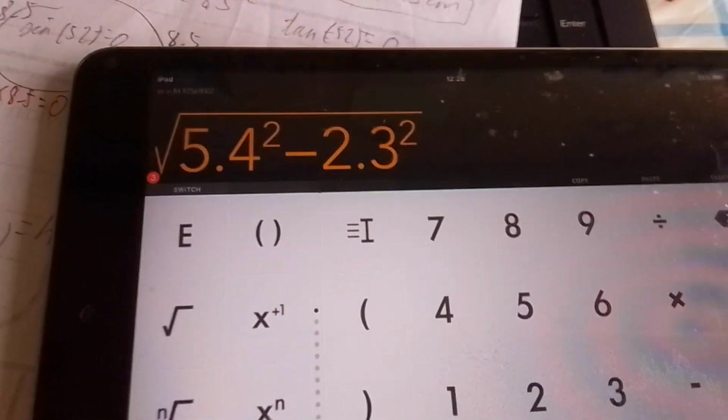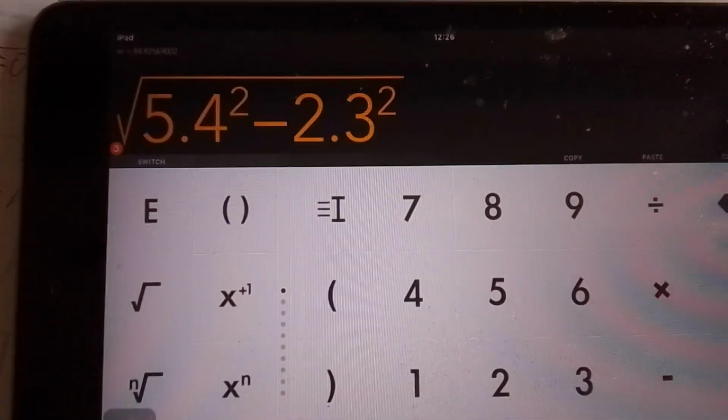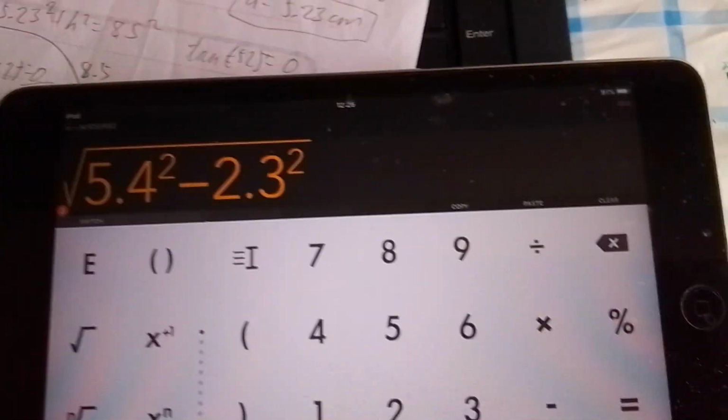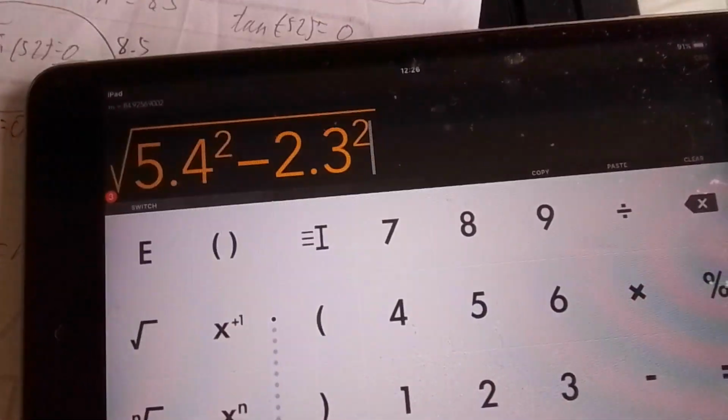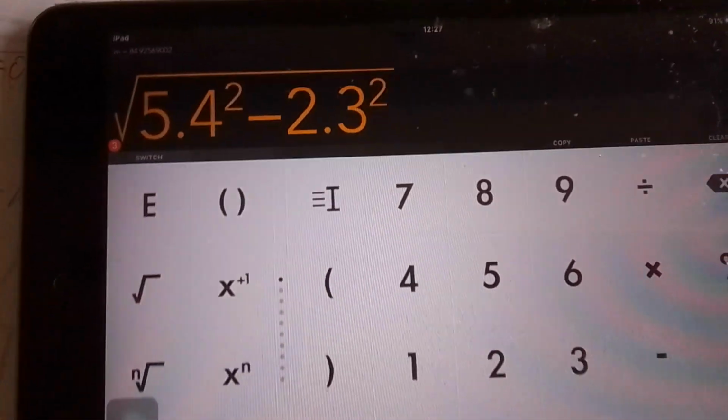Ang gagawin ng order PEMDAS or operations ay ganito. They will get the exponent first of both sides. And then after that, they subtract. Once they're done subtracting, they take the square root.